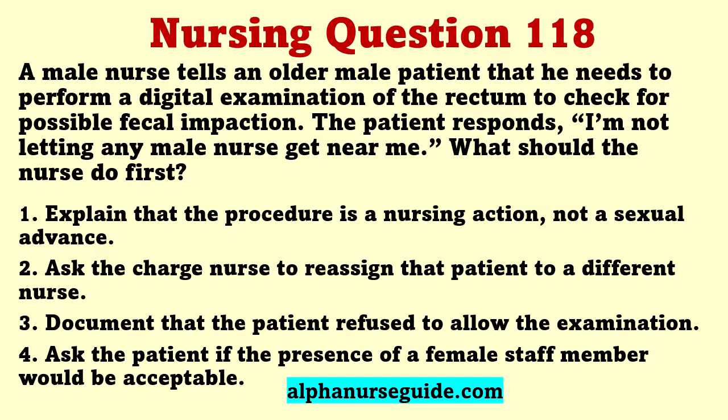The correct answer is 4. Ask the patient if the presence of a female staff member would be acceptable. Rationale. The nurse is likely to feel upset, even angry. However, ideally, the nurse focuses on the patient and tries to find a solution that allows the care to continue. Having a female witness in the room may reassure the patient that nothing untoward will happen. If the patient continues to express hostility and rejection, then the nurse could ask the charge nurse to reassign the patient. In cases of emergency, the nurse would acknowledge the patient's feelings, but politely and firmly explain that the intervention can't be delayed. All attempts and interventions should be documented.